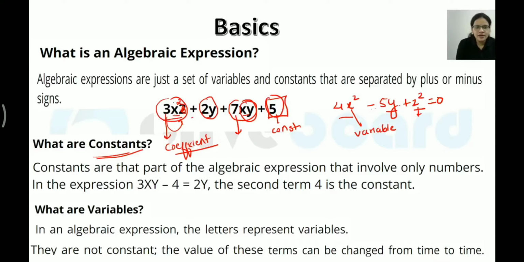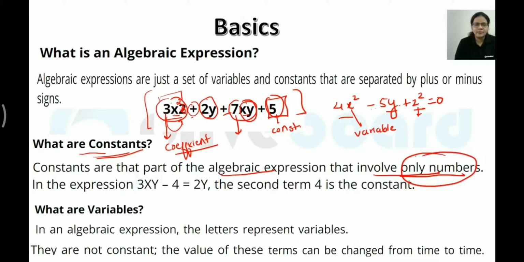Whenever you are separating such terms using addition or subtraction, whatever expression I get, I will call that expression an algebraic expression. So I hope the basic definition of expression is clear. Now, second, let us read it once. What is the meaning of constant? Constants are that part of an algebraic expression which involves only numbers.